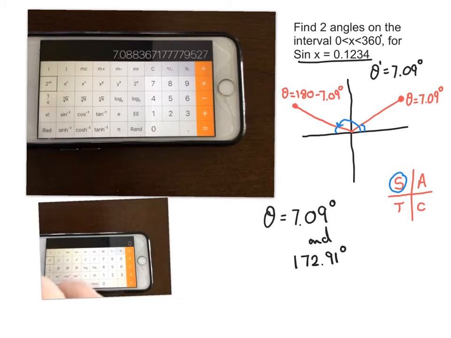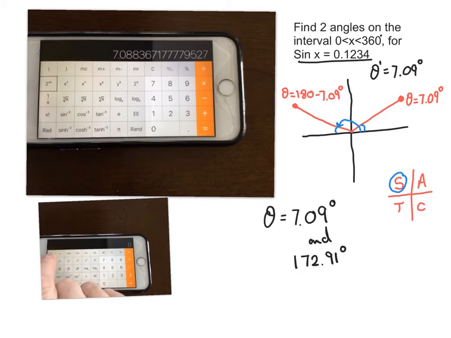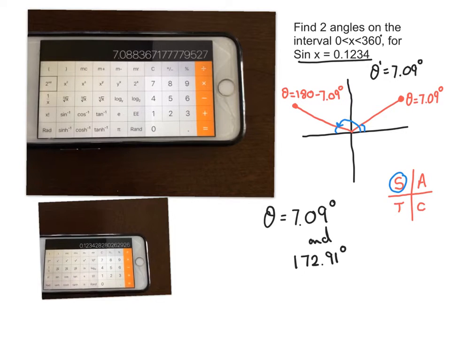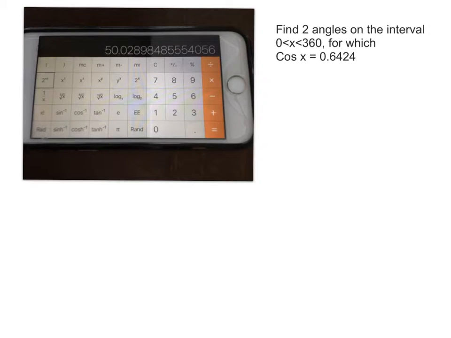My mathematics is correct, and we can prove that by watching the video. So we're going to try and find out what sine of 172.91 is. Press the sine button and we should get 0.1234. There's a slight error at the point, the 28 afterwards, but essentially we've got it to 2 decimal places and a fairly good degree of accuracy.